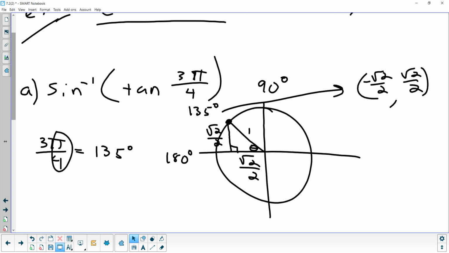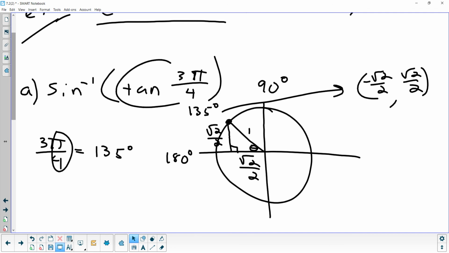You get negative square root of 2 over 2 over square root of 2 over 2. And what is that? It simplifies. Negative 1. Because you're dividing two things that are opposites. So if you're going to divide opposites, the answer is always negative 1.